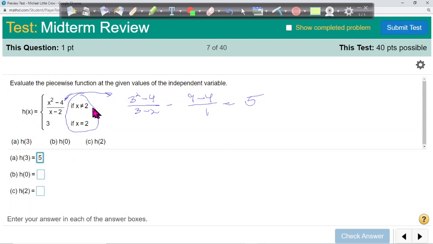Next, our 0. Again, 0 is not equal to 2, so we use the top part. We put in 0 for each of the x's, so you get negative 4 over negative 2, which is positive 2, right?